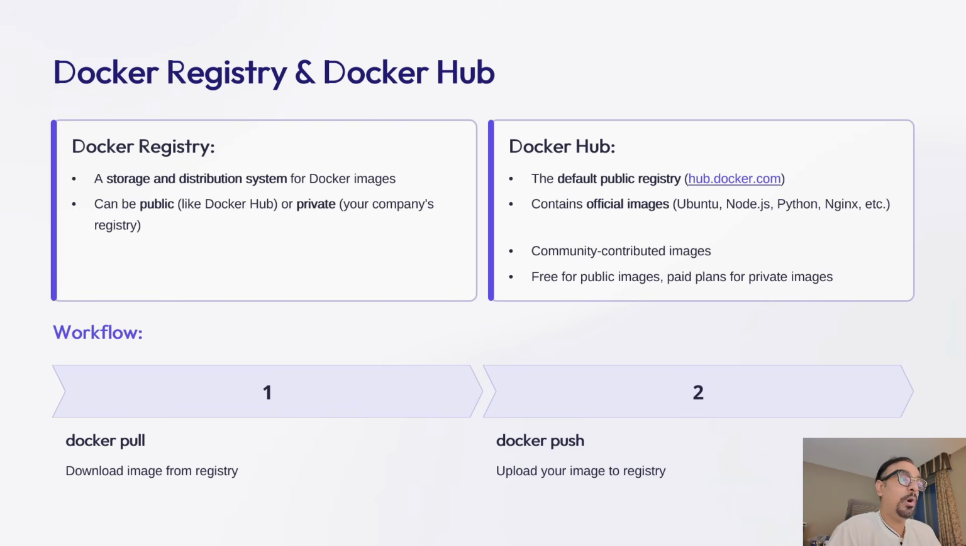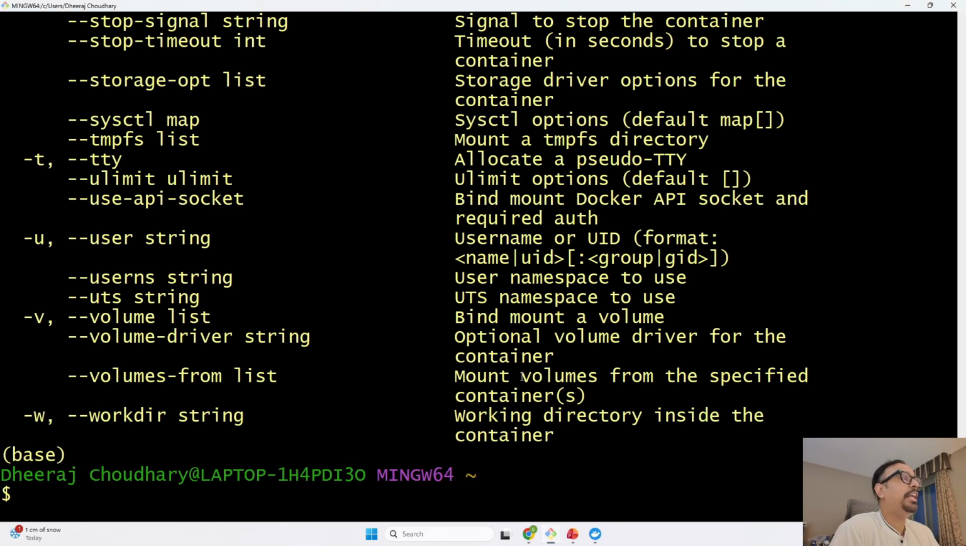Now let's talk about Docker images. Docker images live in Docker registries. A registry is essentially a storage and distribution system for Docker images, like GitHub is for code or YouTube is for videos. The most popular registry is Docker Hub, the default public registry that Docker uses. When you run docker run hello-world, Docker is going to automatically pull the image from Docker Hub. What is this Docker Hub? So let's go ahead and do it.